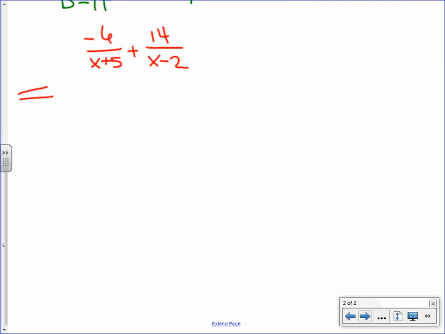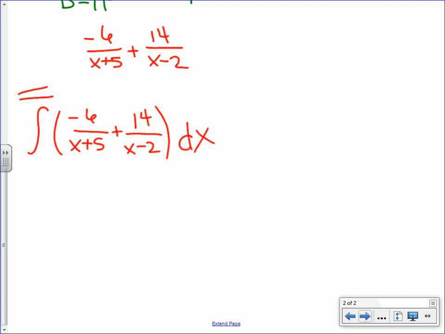Let's go back to our integral. This is now what we're integrating. Hooray. What's the antiderivative of this? Technically, plus 14 times the natural log of x minus 2.